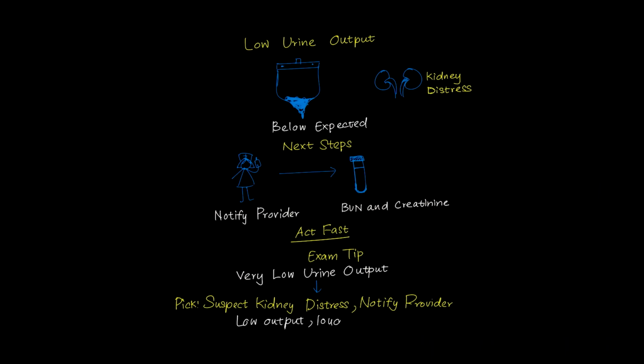Here's a D439 OA exam tip for you. When urine output drops well below expected, pick the answer that notifies the provider for kidney distress. Quick recall hook. Low output, loud alarm.